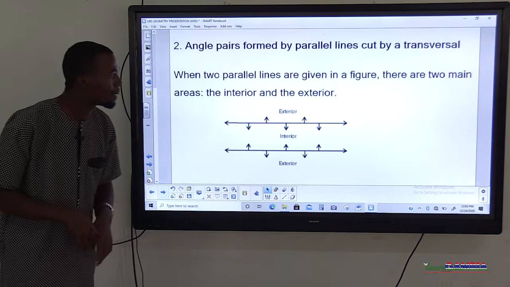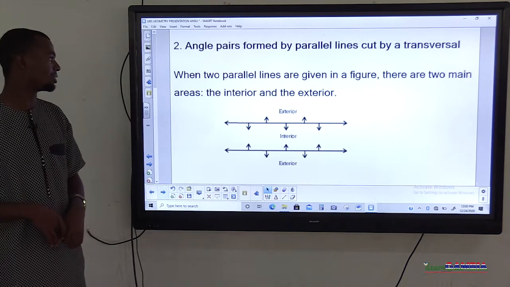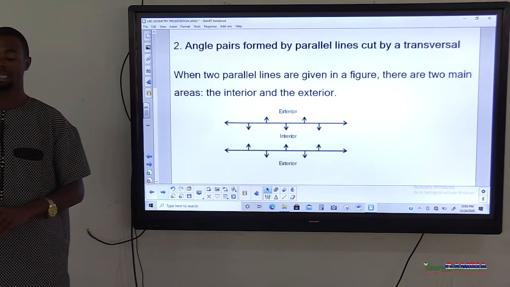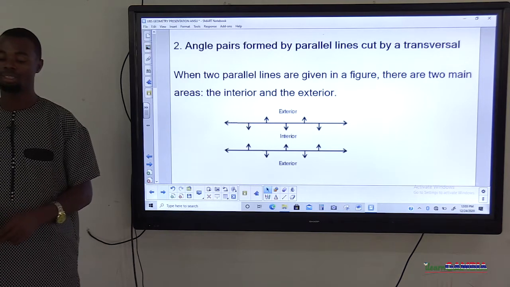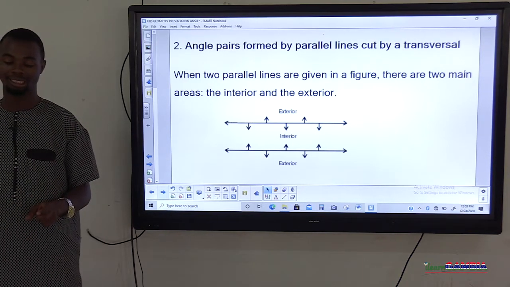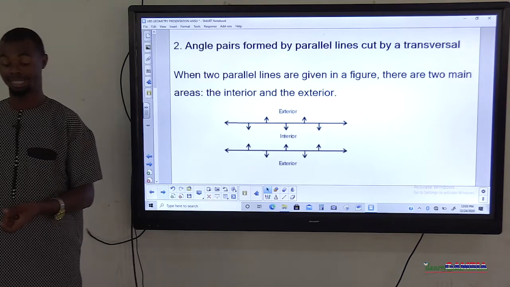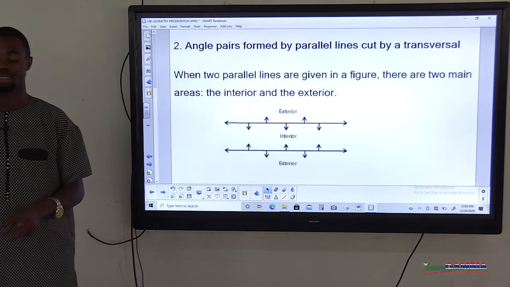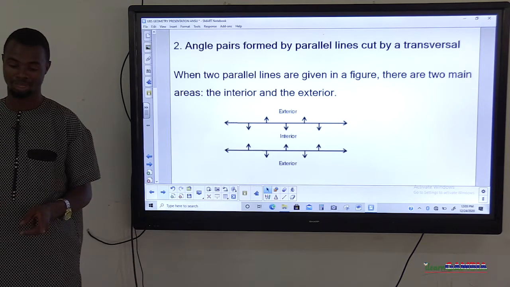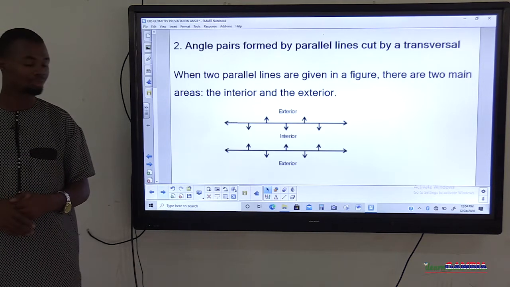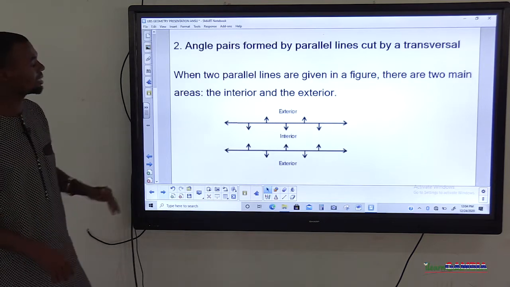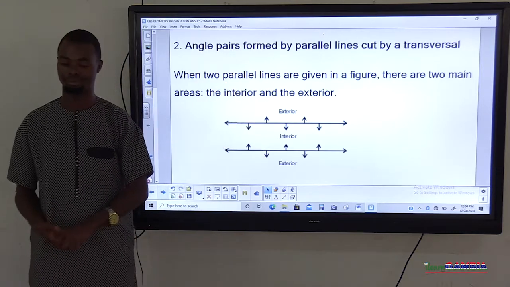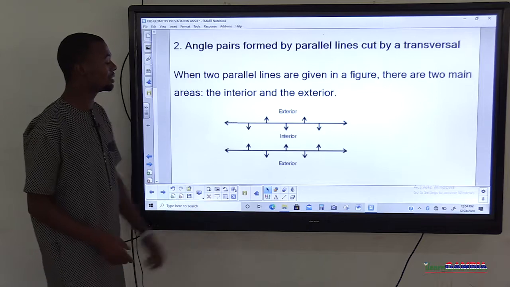Angle pairs formed by parallel lines cut by a transversal. When two parallel lines are given in a figure, there are two main areas, the interior and the exterior. You look at the parallel lines we have here on the diagram. We have the exterior, that is outside the parallel lines. Outside the parallel lines is the exterior, and inside is called the interior.